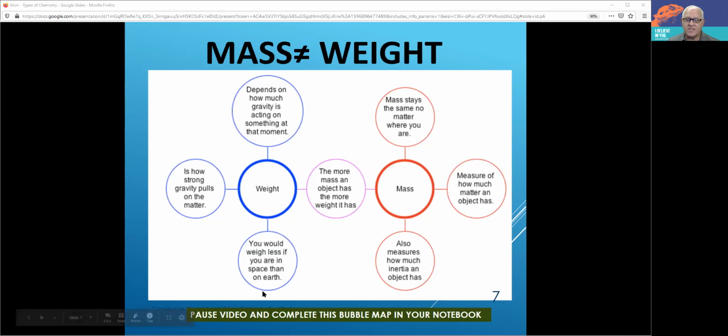You would weigh less if you were in space than if you were on Earth. Mass stays the same no matter where you are. It's a measure of how much matter an object has, and it's also a measure of how much inertia an object has. Inertia has to do with how an object can move. Now, the common part between weight and mass is the more mass an object has, the more weight it has.